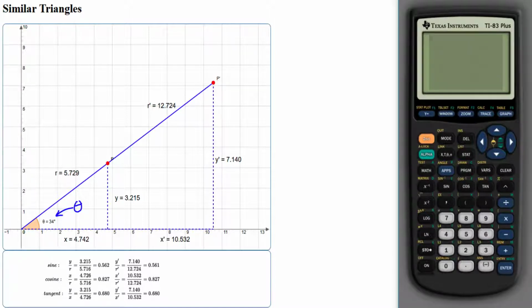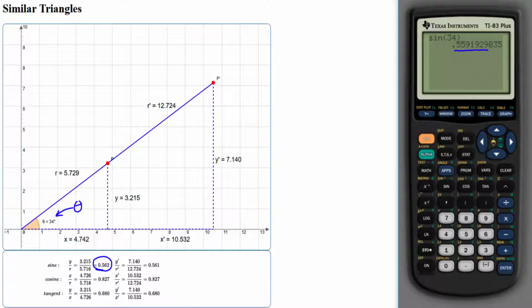If you're in degree mode and I type in, say for instance, sine 34, it's going to give me the value for the ratio of sides of a triangle with a 34-degree angle measure. Now, if you'll notice, my answer here is 0.559. Over here it says 0.562. There's a reason for this. The reason is this angle measure theta is probably not exactly 34. I've just rounded it off to the nearest angle measure, so it's probably like 34.2 or something like that. Who knows? So it's not exactly 34.